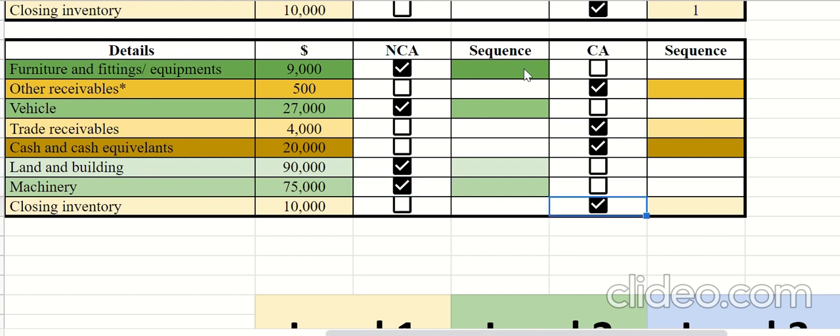Now you should be able to write the sequence in which it should appear in a statement of financial position. Land and building comes first, second machinery, third vehicle, and fourth furniture and fittings or equipment. For current assets, closing inventory comes first, trade receivables second, other receivables third, cash and cash equivalents the fourth. Now it's time for you to enter this information into a statement of financial position. So let's see how we do this.